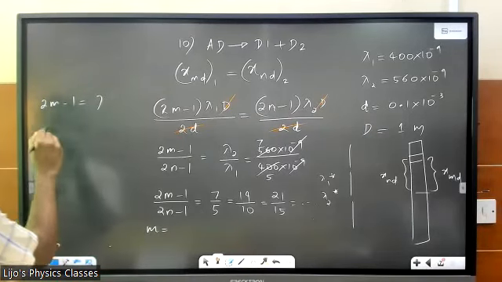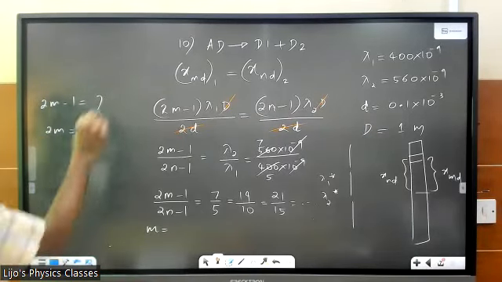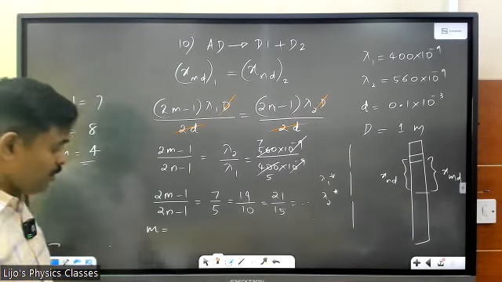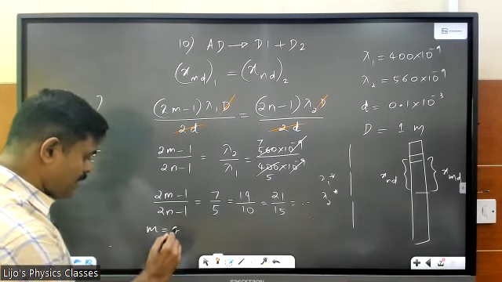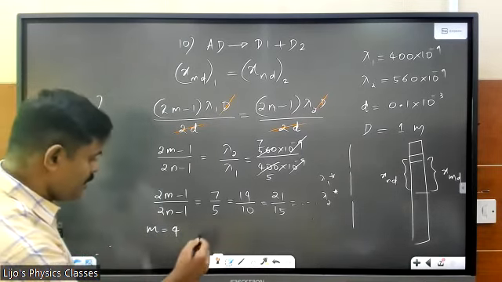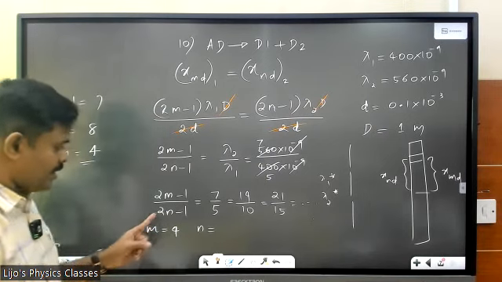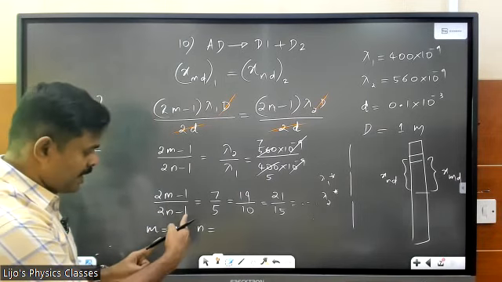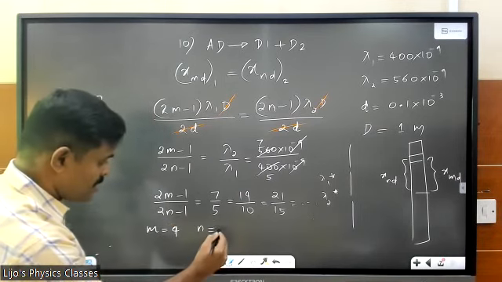2m minus 1 is equal to 7. 2m will be equal to 8. m will be equal to 4. Understood? Or you can do a mind calculation. It is m is equal to 4, right? And what about n then? You can put n. n is equal to what? You put 2 into 3, 6. 6 minus 1 is 5. So, n is equal to 3.